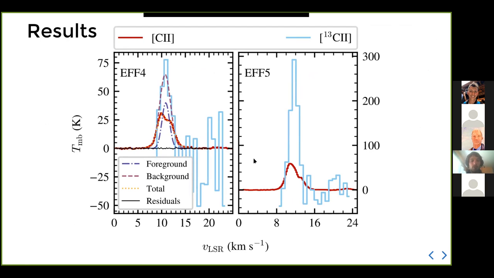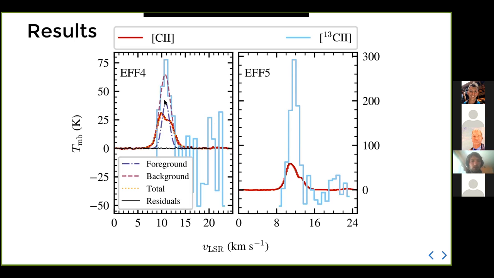This can be seen here where we show basically the 13C+ line in bluish, scaled by the 13C abundance with respect to the 12C abundance. So if the line was optically thin, when we scale the 13C+ intensity by the abundance, we should see similar peaks. But we see that the 13C+ is way brighter when we scale it. And that tells us that it is very likely that the C+ line is optically thick.